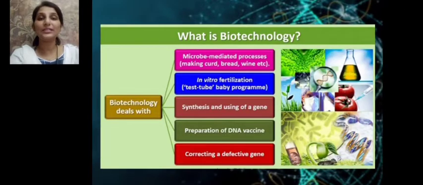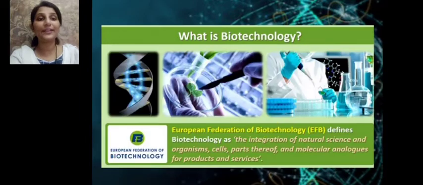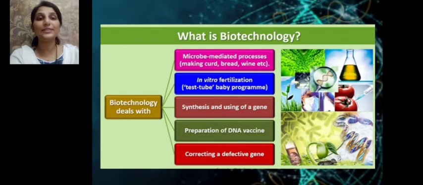Now, what are the different aspects which biotechnology deals with? It is helpful in microbe mediated processes like making curd, bread, wine, all the products we obtain with the help of microorganisms. It is also helpful in in vitro fertilization, that is the test tube baby program, synthesis of a gene, preparation of DNA vaccines, and correcting defective genes. So these are the different aspects with which biotechnology deals.